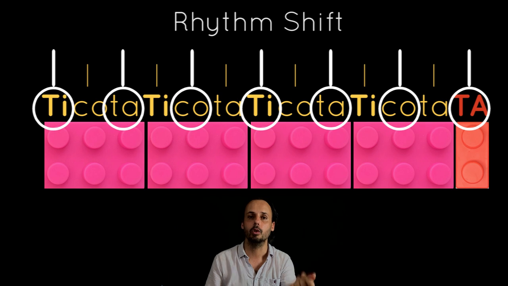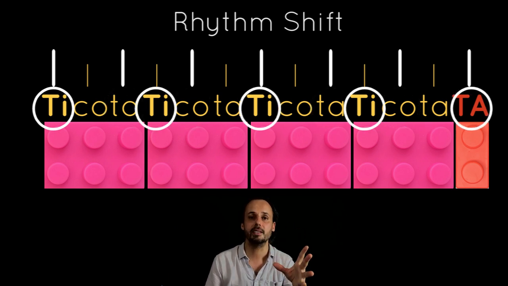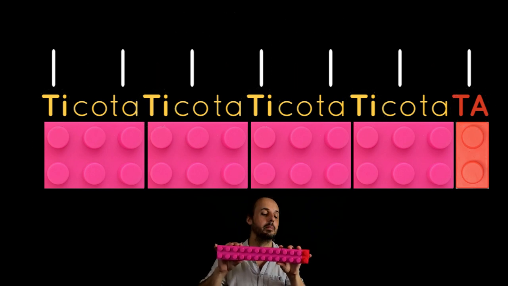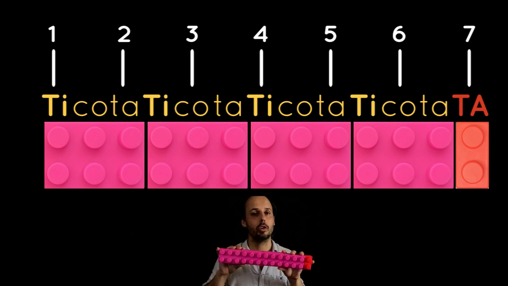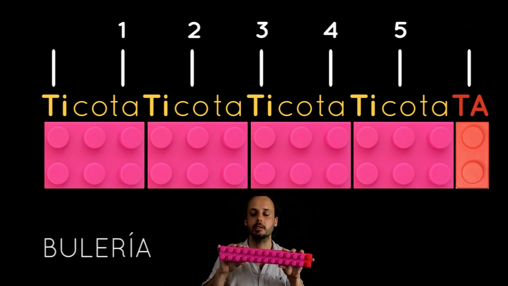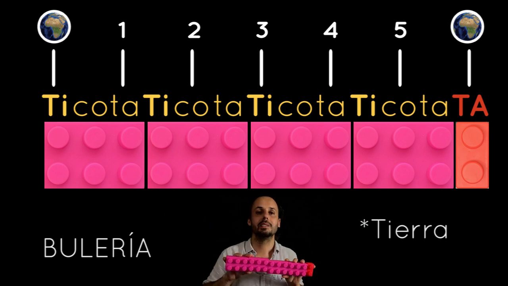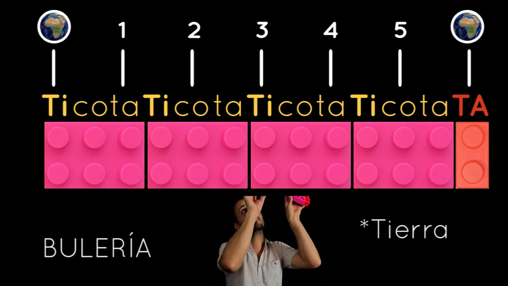Ticota, ticota, ta. Here, more important than ever, keep the phrasing, the accent on ti. In this context, the phrase fits in between seven beats. It means that it covers one medio compás por bulería, six beats going from one tierra till the next tierra. The tierra is the big accent at the beginning of each medio compás de bulería. I explain this in this video.